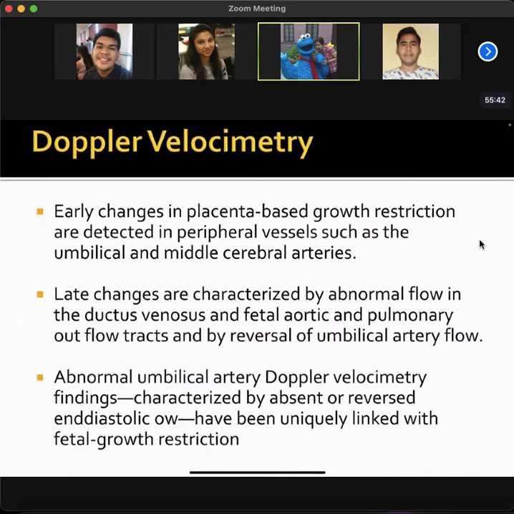Abnormal umbilical artery Doppler velocimetry findings, these are absent or reversed end-diastolic flow, have been uniquely linked with fetal growth restriction. And especially with reversed end-diastolic flow, if not managed immediately, it can cause fetal death in utero.